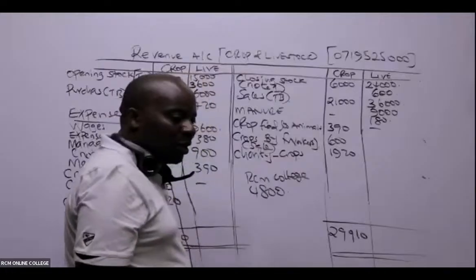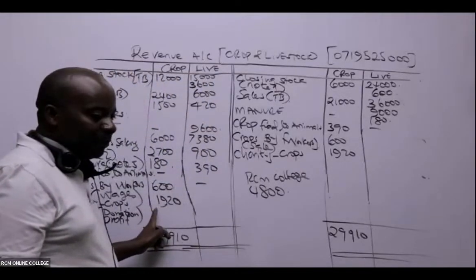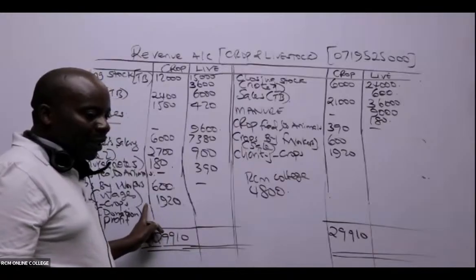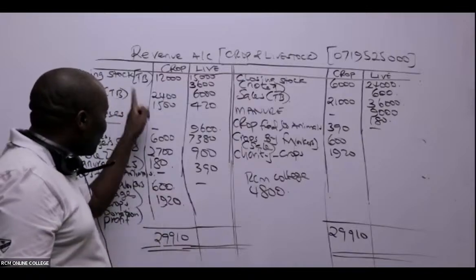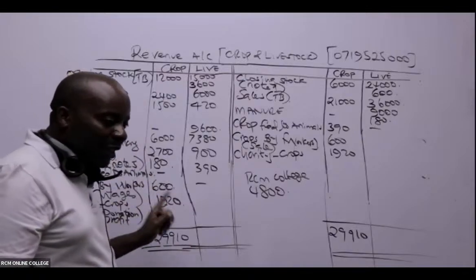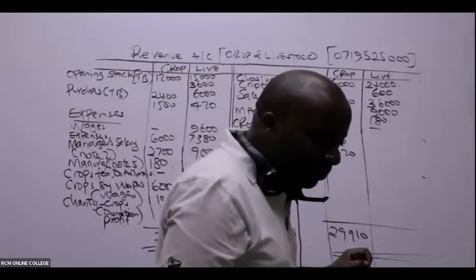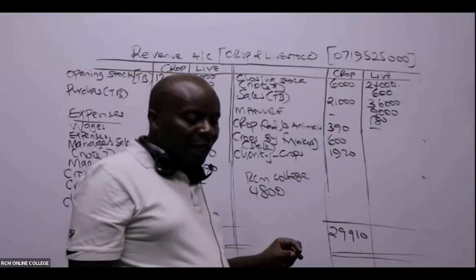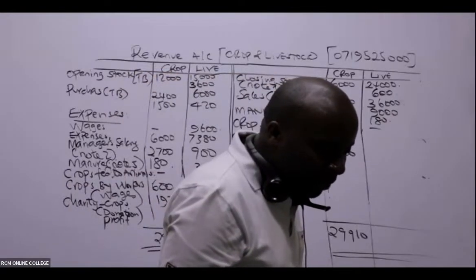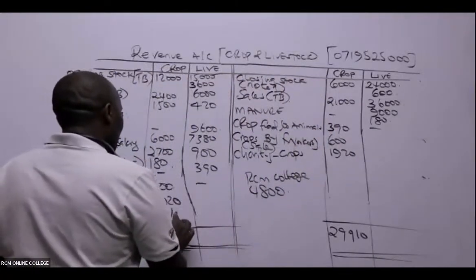Johnson, Chalo, so how much is profit here for crop? 29,910 minus all this, which Chalo has been able to get as 28-something. So I'm being given a figure of 1,920. I'm being given a figure of what here? 1,610. Figure of 1,610. Thank you so much.